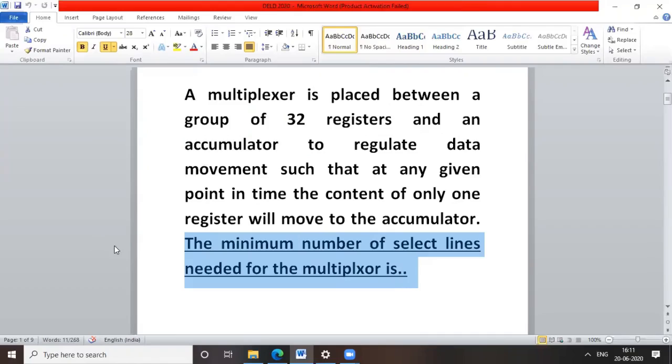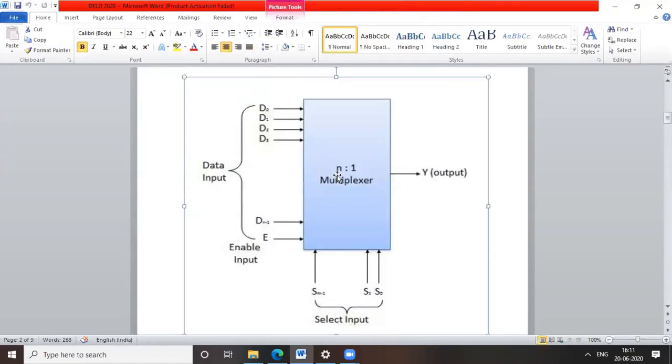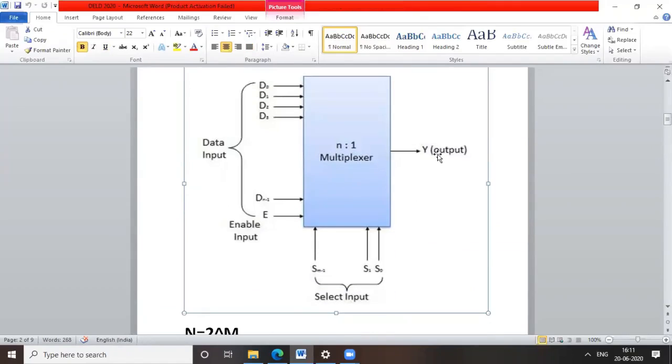So here, in order to give answer of this question, you must know what is multiplexer. So multiplexer is a combinational circuit. What is combinational circuit? The circuit in which output depend upon only present input is called as combinational circuit. So multiplexer is one type of combinational circuit. So in multiplexer, we have multiple inputs and there is only one output. So as we can see in this diagram, there are n input lines. In this multiplexer, there are n input lines.